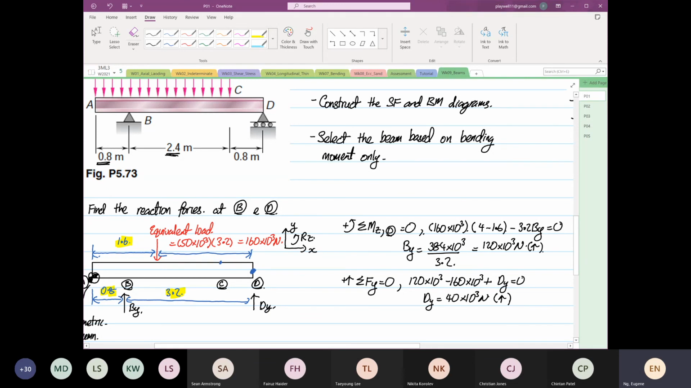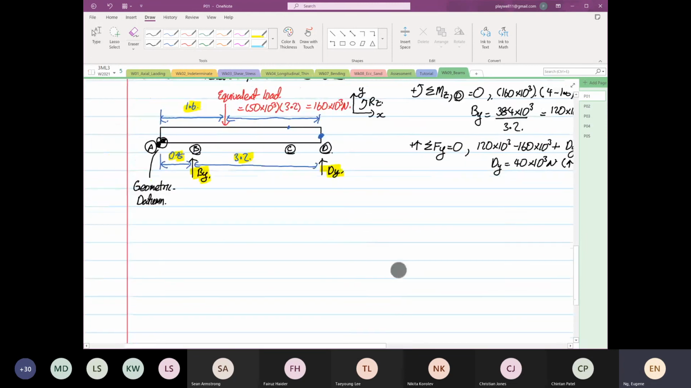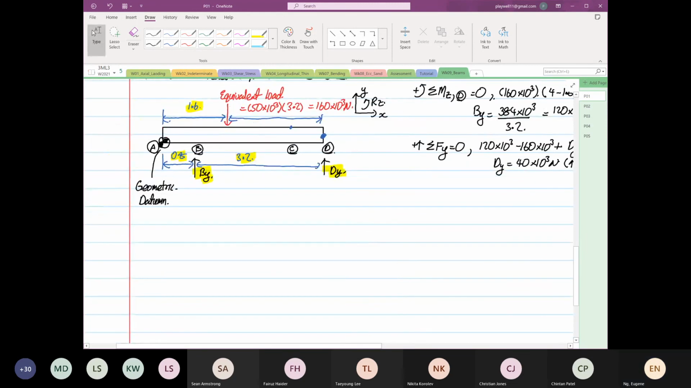Now, are you all comfortable to say that this is upwards and this is going upwards? Are you all comfortable with that? Because one of the problems that I see quite a bit is students having doubt finding the reaction force. So I will quickly teach you a very simple way of doing it.